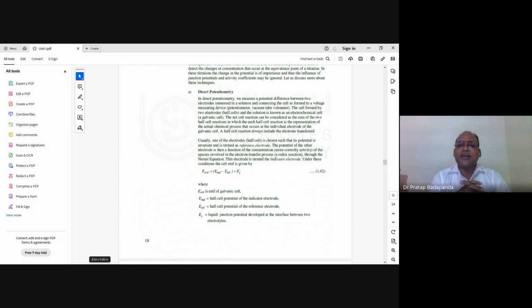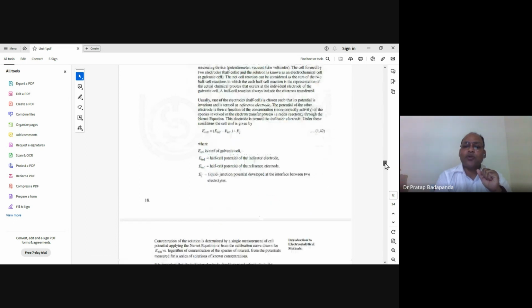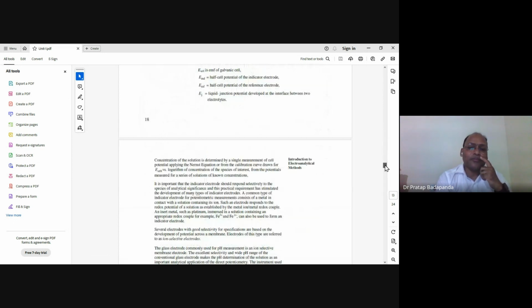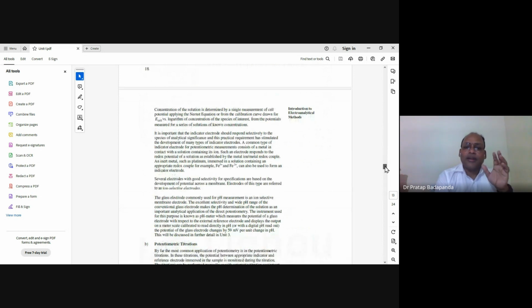Now you can see this particular thing I have taught you in potentiometry: E cell is equal to E indicator minus E reference, plus the value of the liquid junction. If you put in this value, you can find out the direct potentiometry, the amount of current preserved in this case. Okay. Next, this equation, I already taught you.